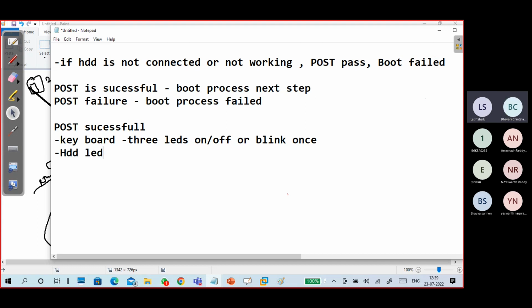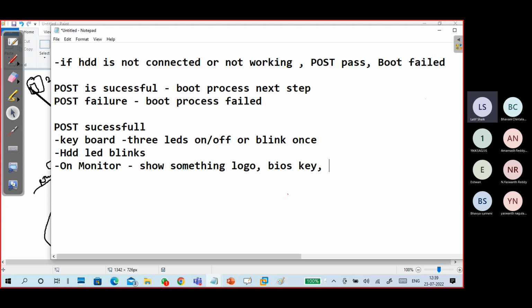Second one is HDD LED blinks. On monitor, show something. So we'll talk about what is something kind of stuff. Show something, some logo or a BIOS key information. Okay, BIOS logo.